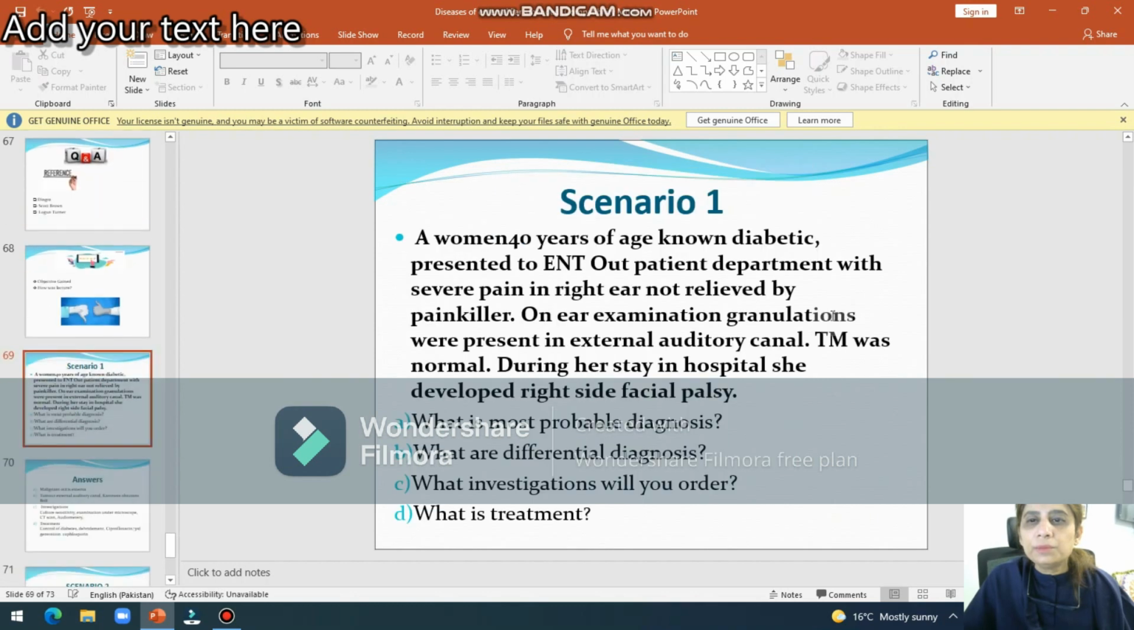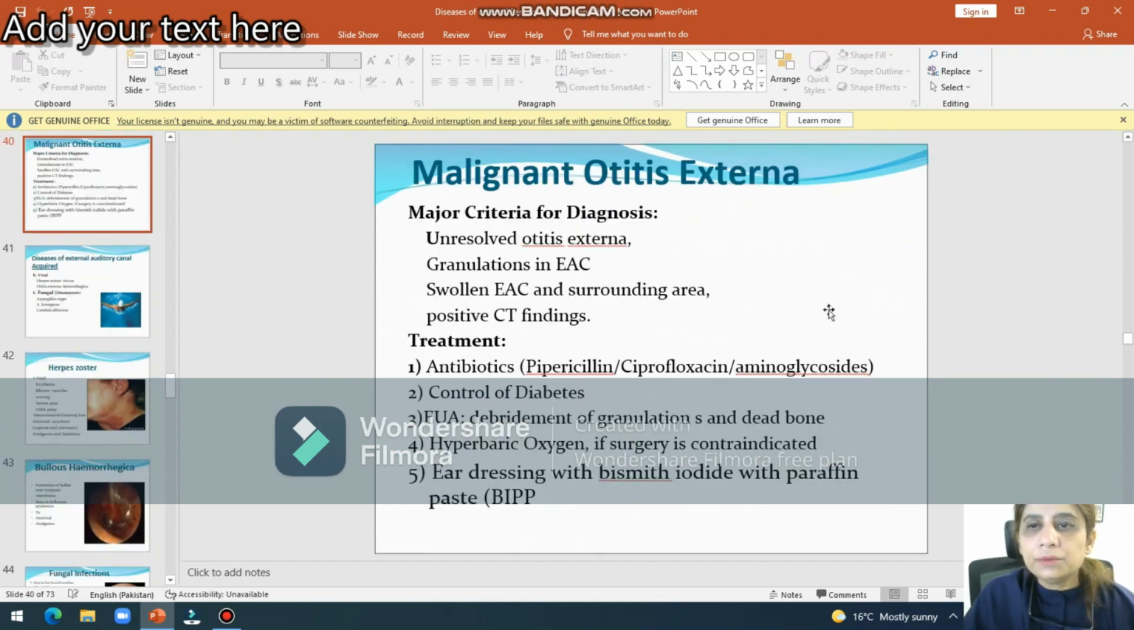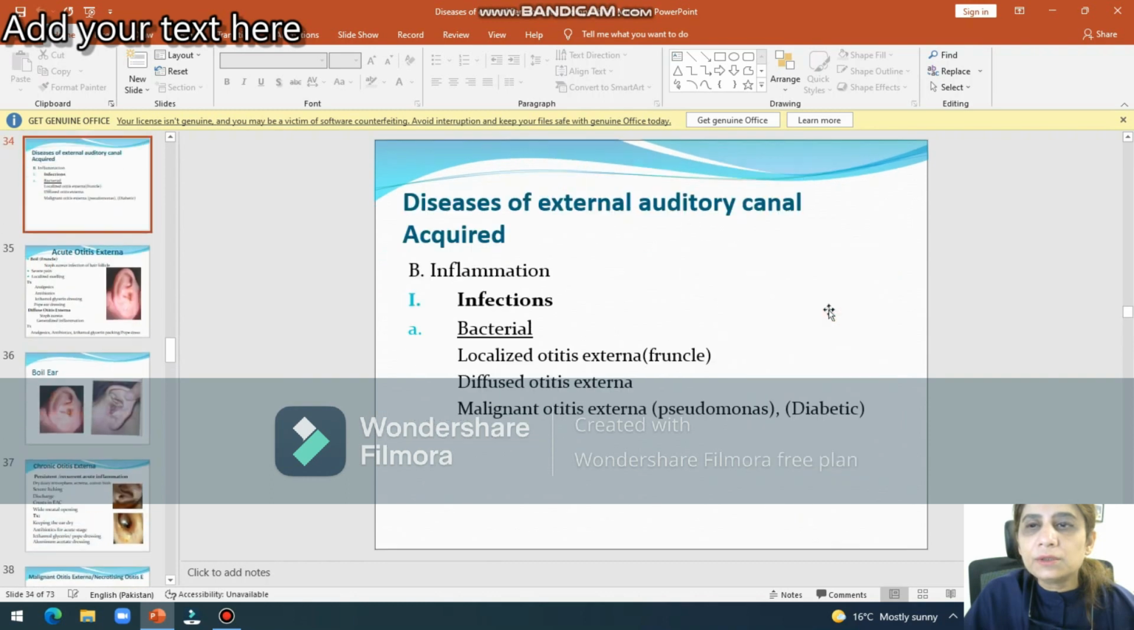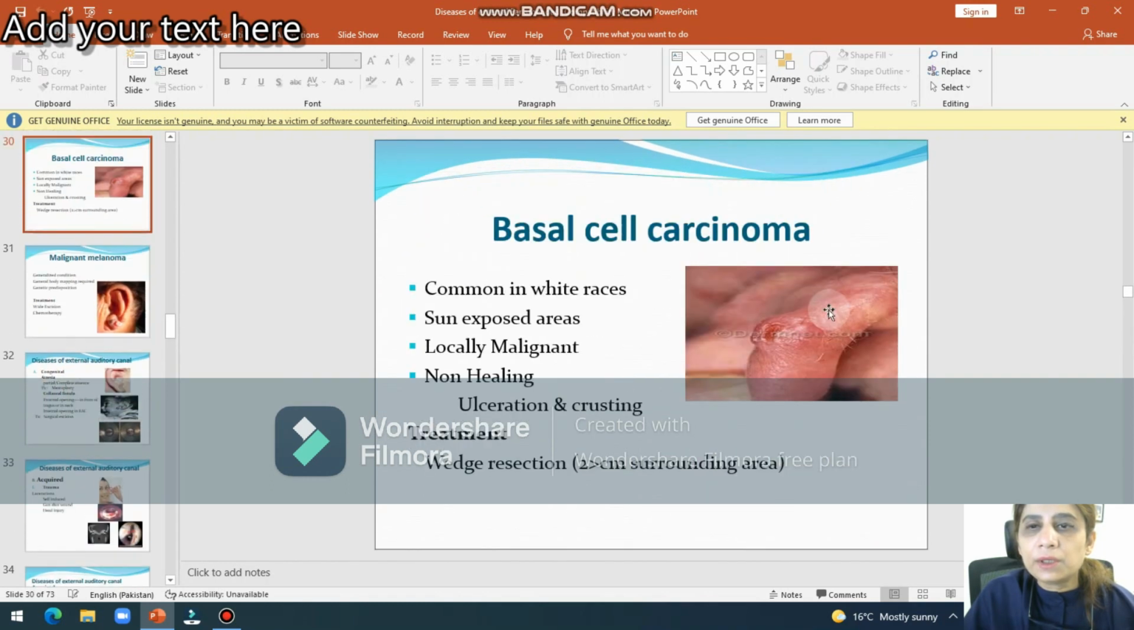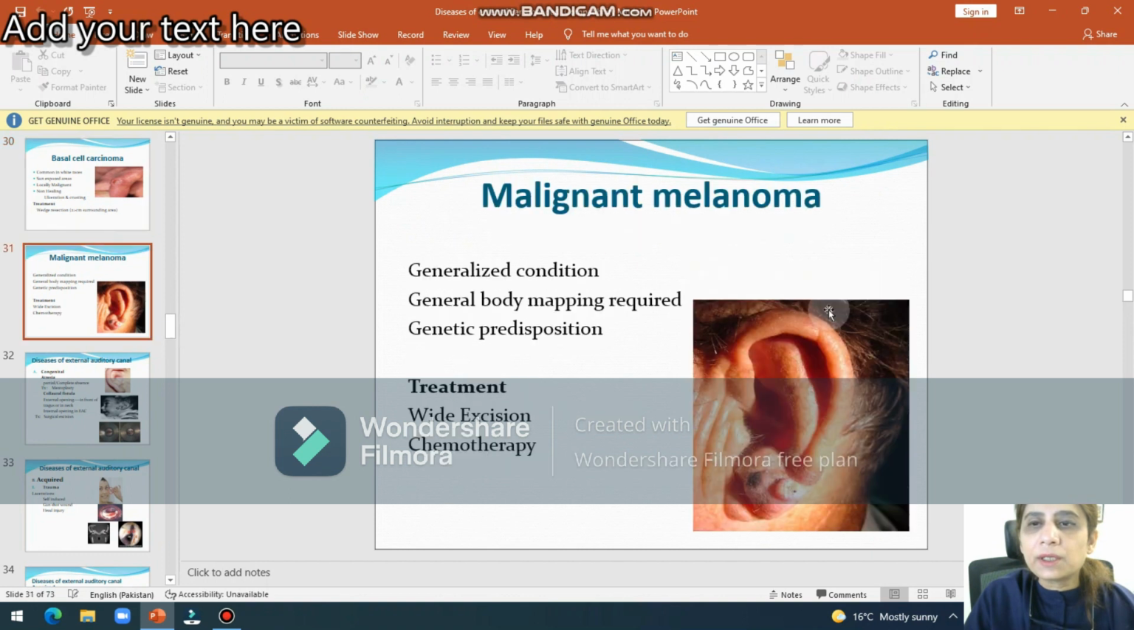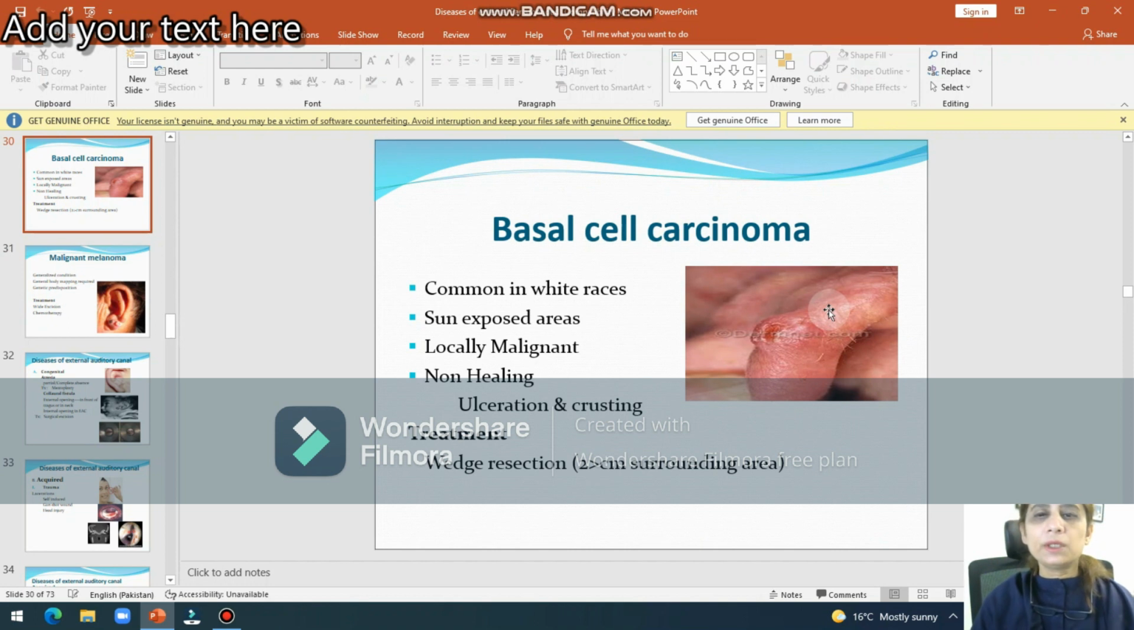Now, tumors of the pinna and external auditory canal. Most of the skin tumors are basal cell carcinoma, but there can be squamous cell carcinoma and malignant melanoma. Basal cell carcinoma is commonly seen in white races, usually in sun exposed areas. Patient will present with a non-healing ulcer, and it is locally malignant and will erode the deeper tissue, and lymph node metastasis is very rare, and distant metastasis is also rare.